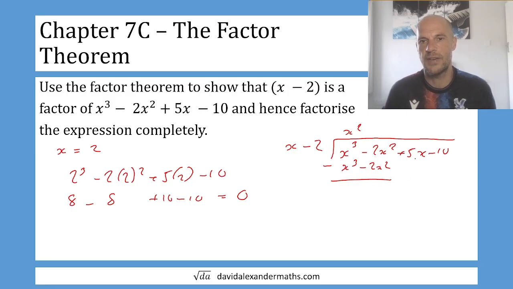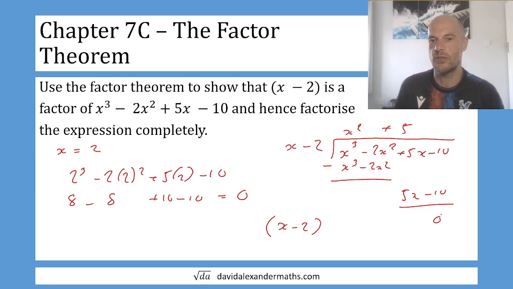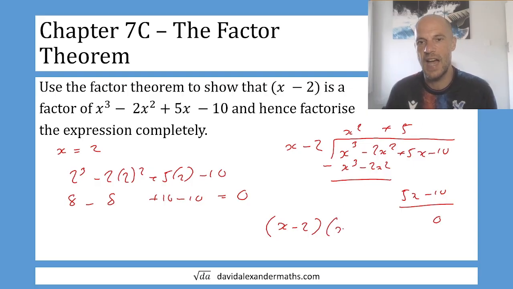So now let's just divide 5x by x, so that's 5. 5 times x is 5x, and 5 times negative 2 is negative 10. And 5x minus 10 minus another 5x minus 10 is 0. So if I'm factorising it completely, one factor is the x minus 2, which we knew was a factor because we used the factor theorem. We also now know it's a factor for another reason, which is by doing the polynomial division, we've got no remainder. And the other factor is x squared plus 5.